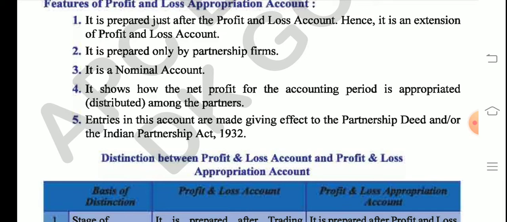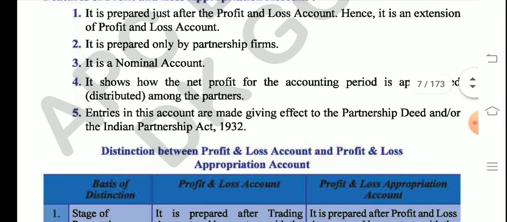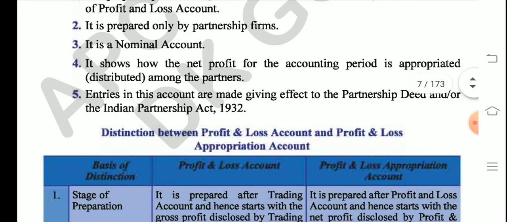And whatever the firm receives from the partners or from anywhere, they write it on the credit side. For example, interest to be received on the drawings by the partners is written on the credit side. So it's a nominal account. It shows how the net profit for the accounting period is appropriated, meaning distributed among the partners. This you know.